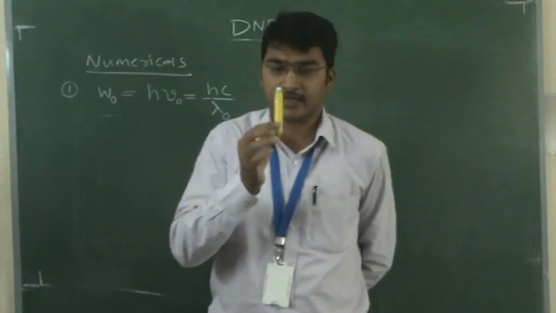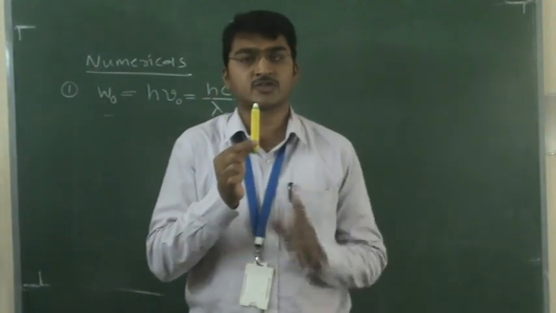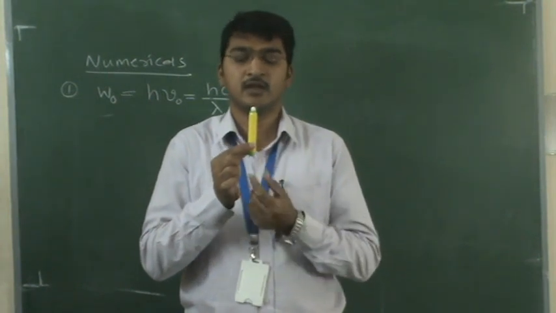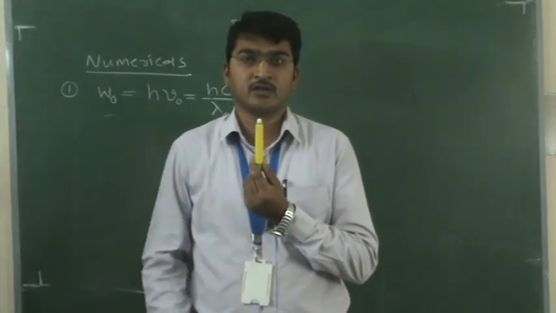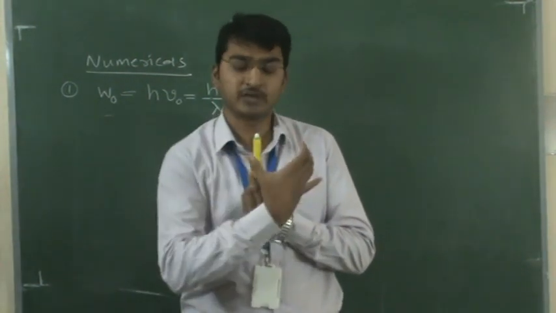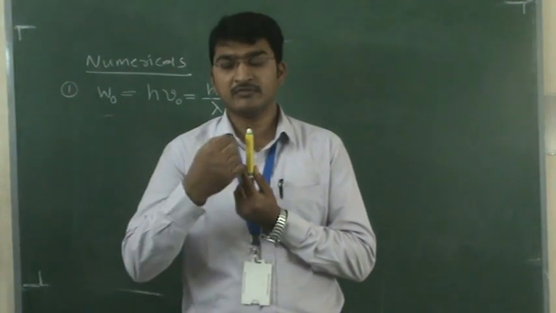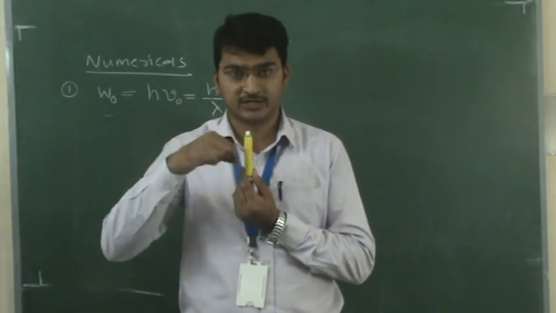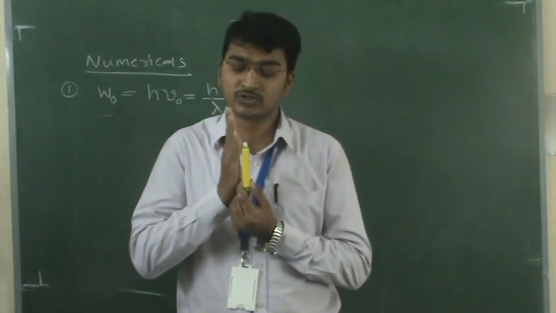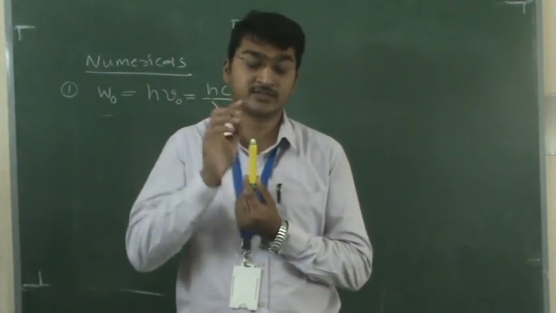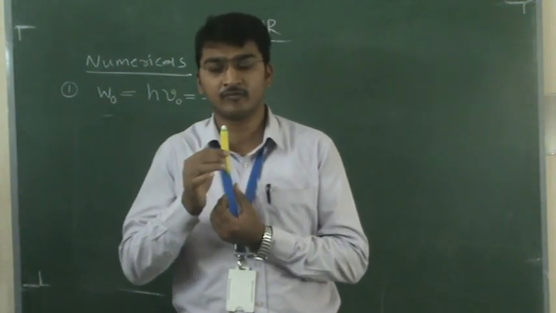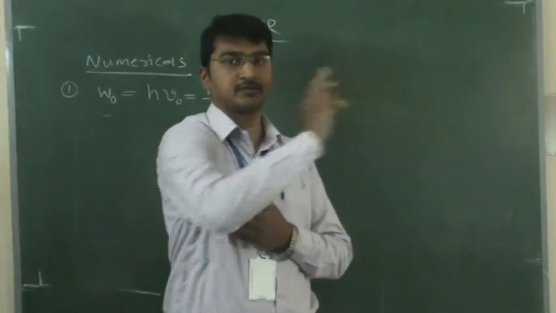If I take one electron, this electron has a charge of 1.6 into 10 to the power of minus 19 coulombs. Let us assume that this is one electron here. By applying some potential, let us assume 1 volt of potential is applied on this charge, small e charge. Due to that potential, this electron will move from one point to another point.